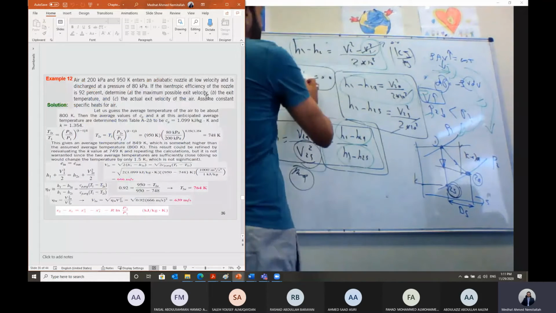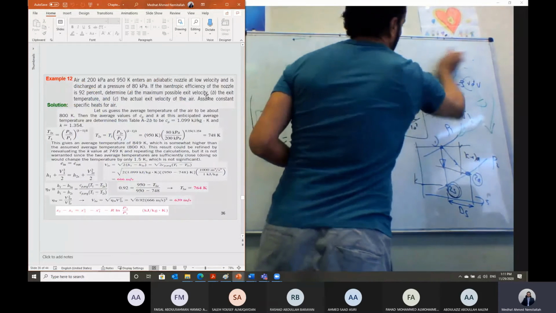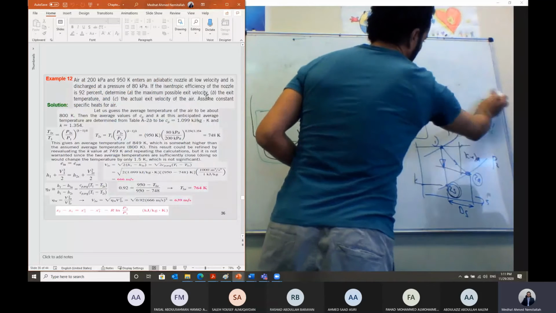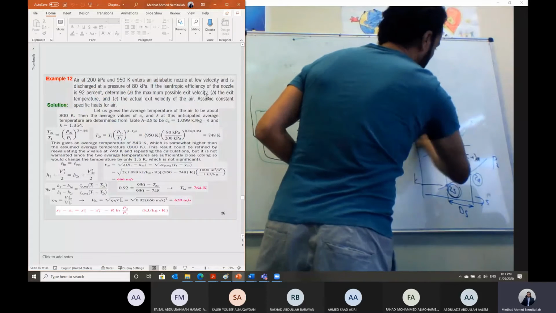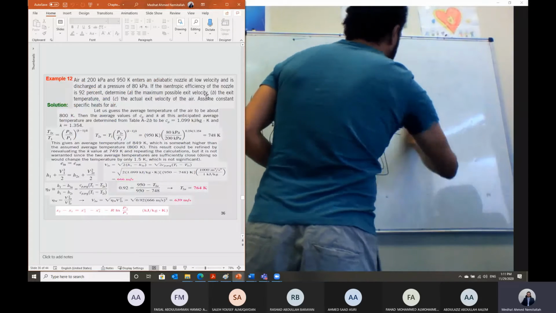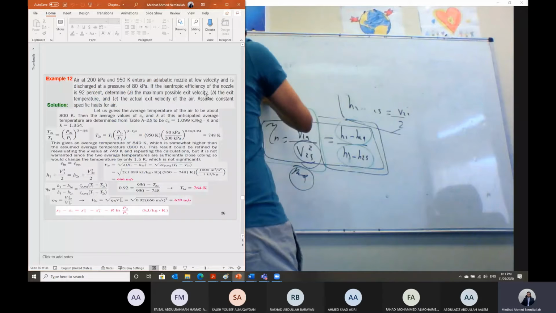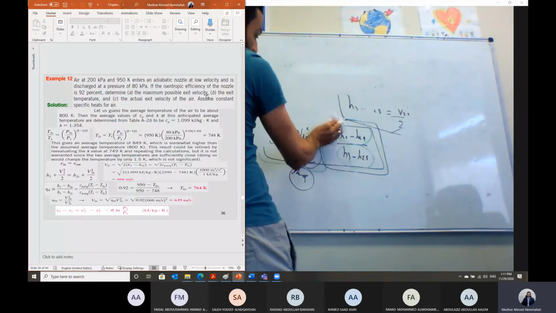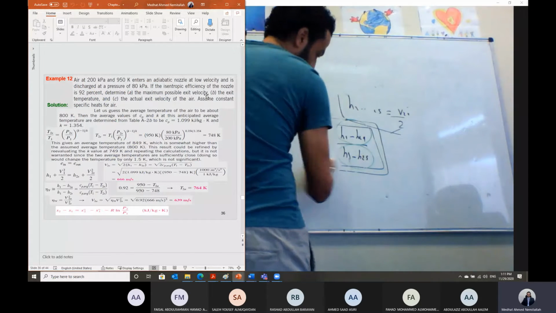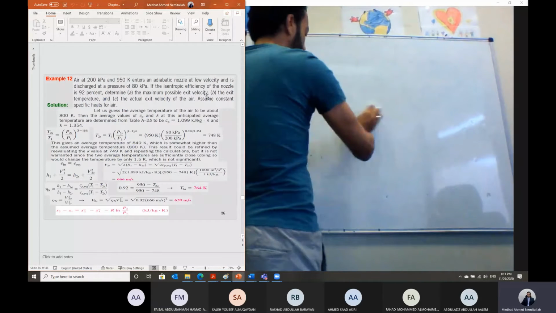In this example, he said we have air enter. So air, Shabab, is an ideal gas. So when you see any gas, I have to keep in mind that I will be using the ideal gas equation of state, and I have constant specific heat analysis or variable specific heat analysis. And as I told you, in any problem, I will tell you which procedure you have to follow.